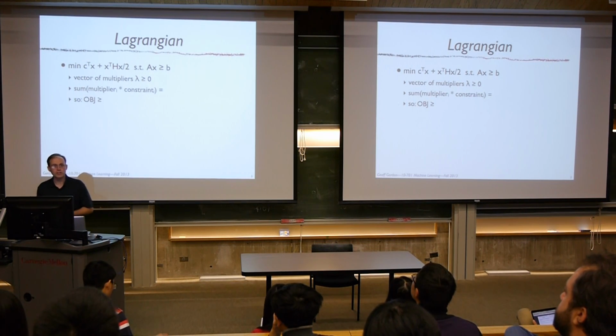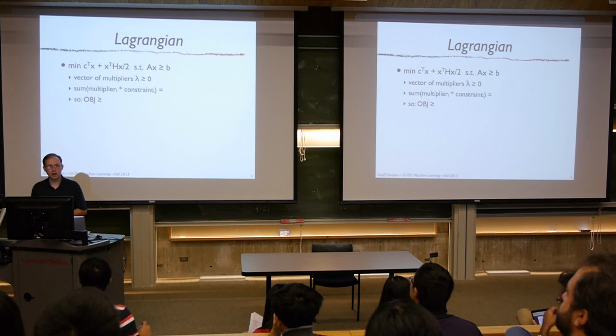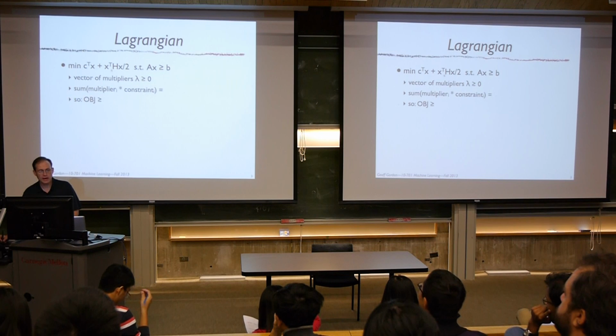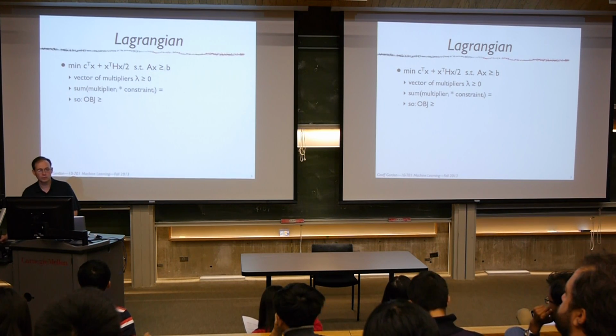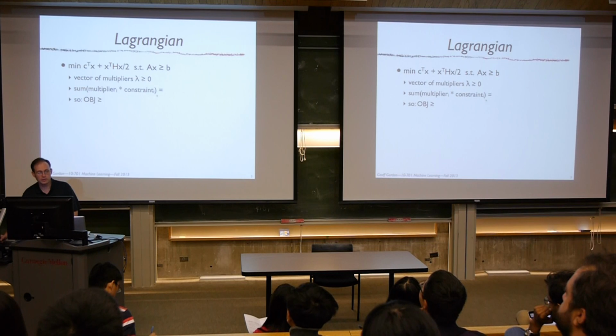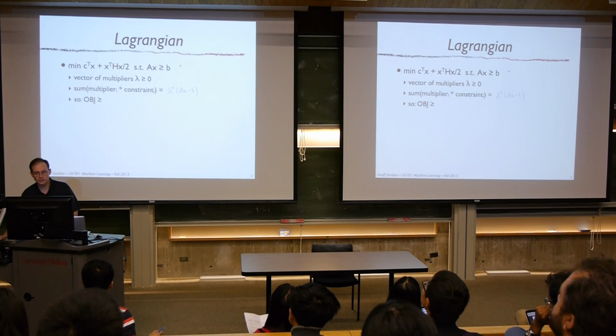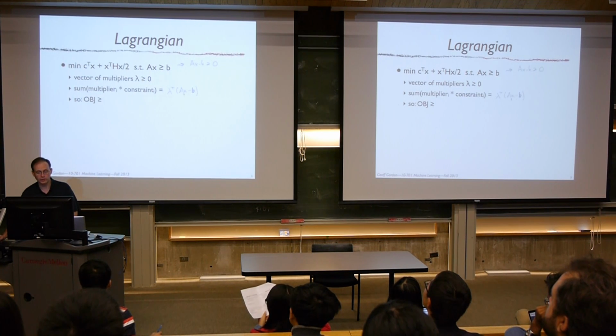There's this thing called the Lagrangian, which helps you get an intuition of the primal and the dual problems. So let's go ahead and derive that. Here's a standard quadratic program with some inequality constraints. We have a vector of Lagrange multipliers, which we're going to assume are non-negative. The sum of the multipliers times the constraints is, again, lambda transpose (Ax minus b), right? So these constraints are the same as Ax minus b is greater than or equal to 0, right?